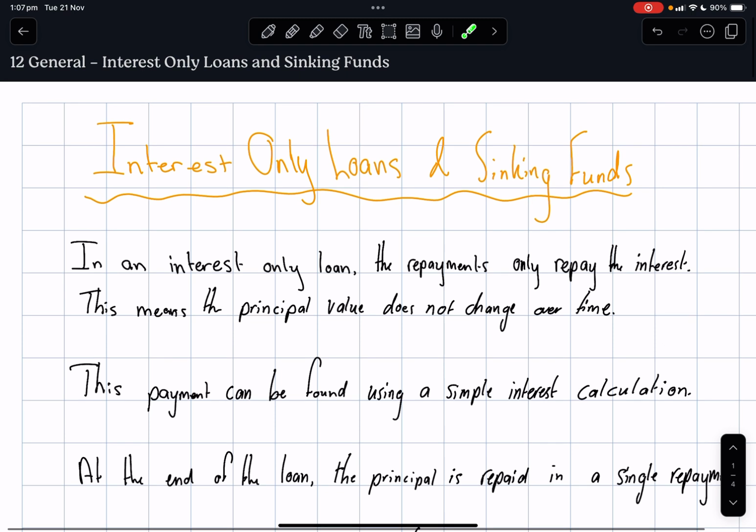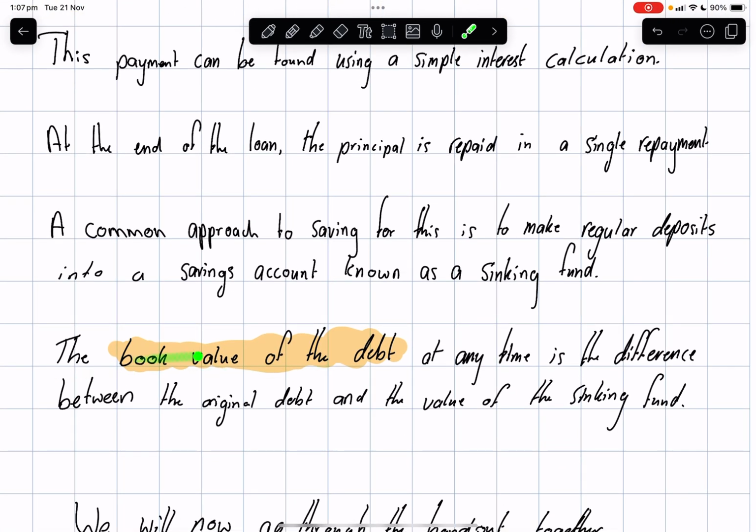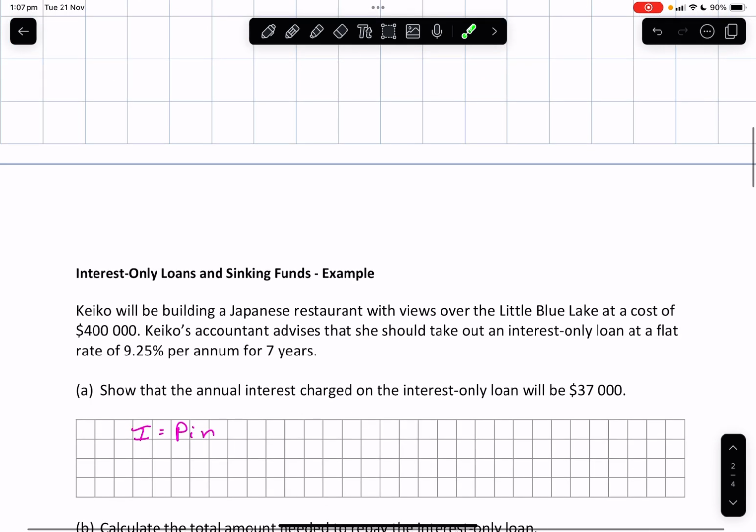So to do that, we bring in our sinking fund, which is essentially a savings account. So the book value of the debt at any time is the difference between the original debt and the value of the sinking fund. So you're kind of paying it off as you go, but the sinking fund is generating interest as a savings account to pay off the total amount at the end. So let's have a look at an example.